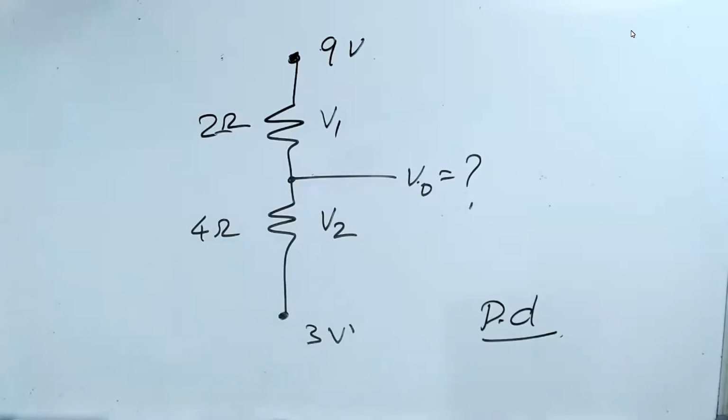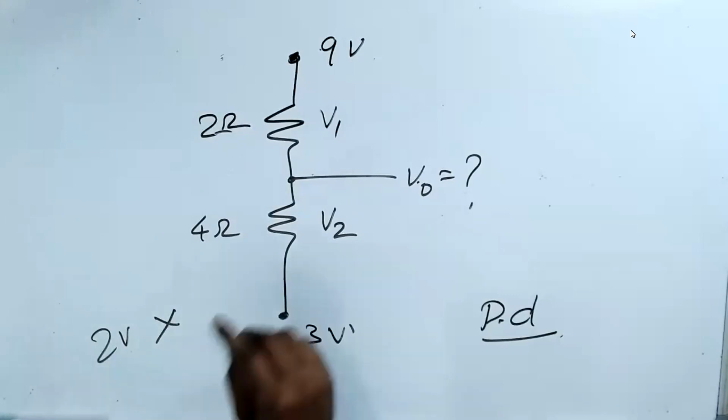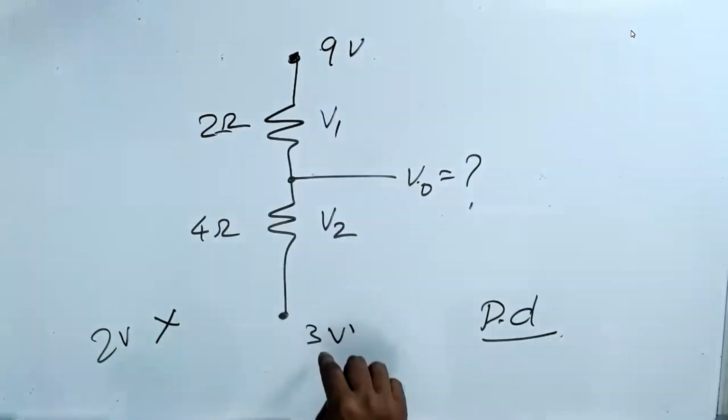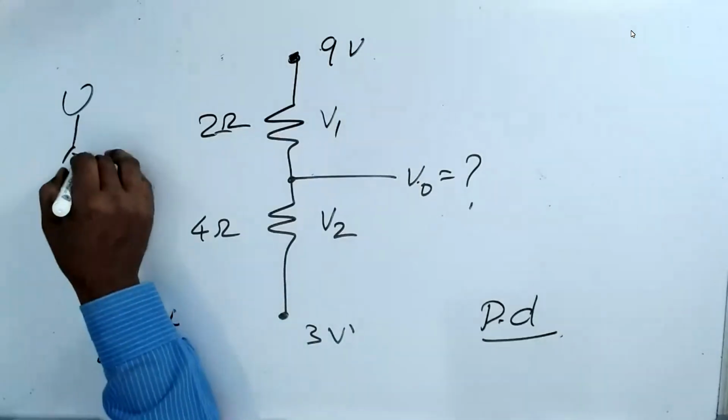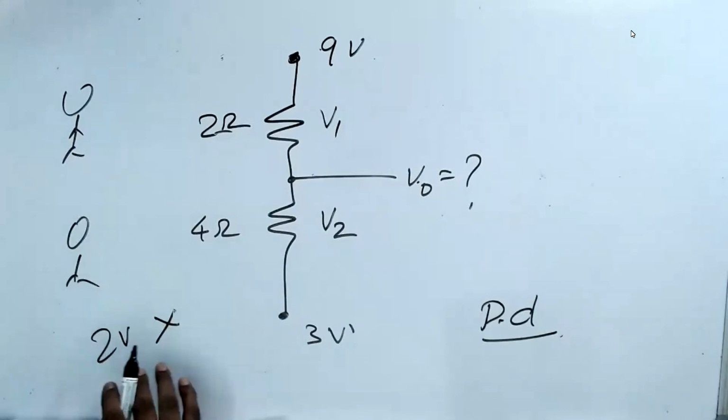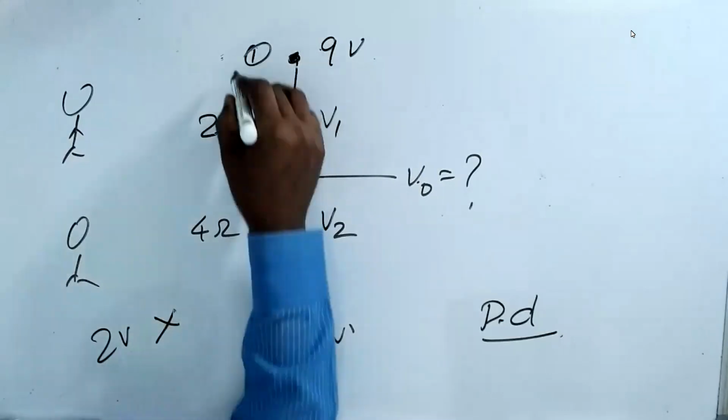No, this is not 2 volt. That is wrong. Somebody has given 2 volts. That is wrong. The voltage is 9 and 3. How come that the voltage? See, there are 2 people. There are 3 people. 1, 2, 3.